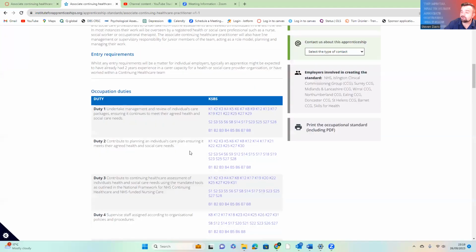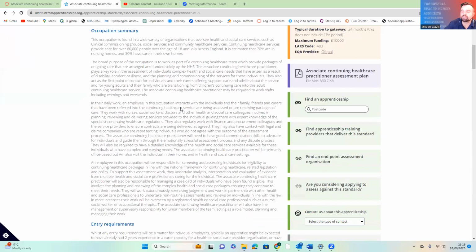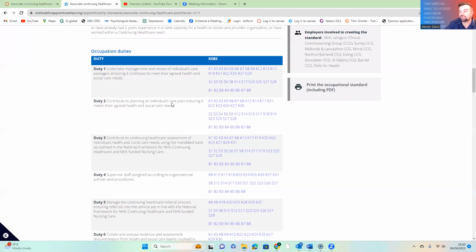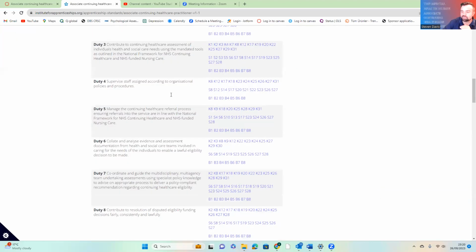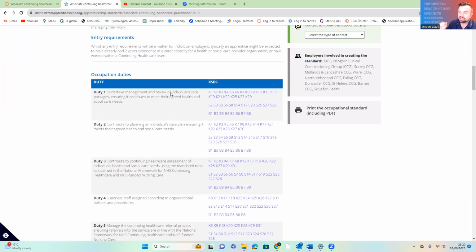So what I'm going to do is share my screen so you can have a look at these. We are on the Institute for Apprenticeships website. If you put in Associate Continuing Healthcare Practitioner in the search bar, this will come up. As you come down, you've got your duties here on the left-hand side and the skills, knowledge, behaviours on the right. The way in which we're going to run this, we generally do one duty every 2 months. We do knowledge, then we do skills, and then you do your assessments for each month. So it's roughly 2 months of duty.